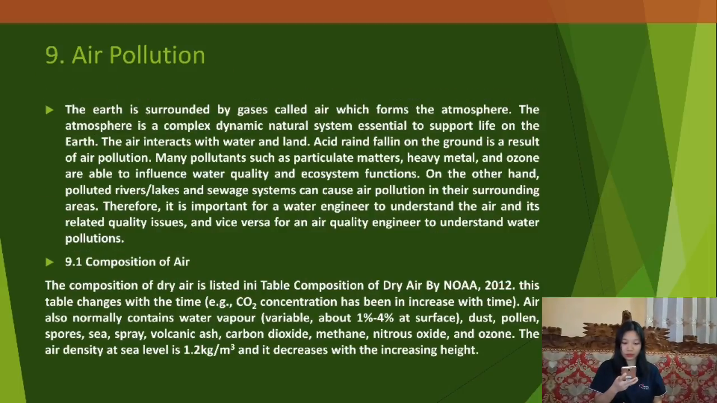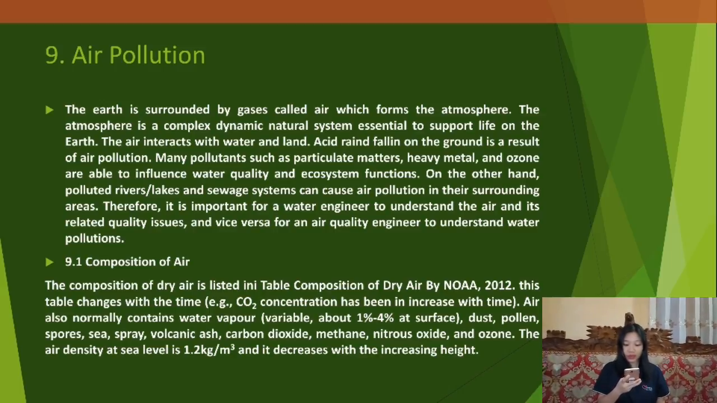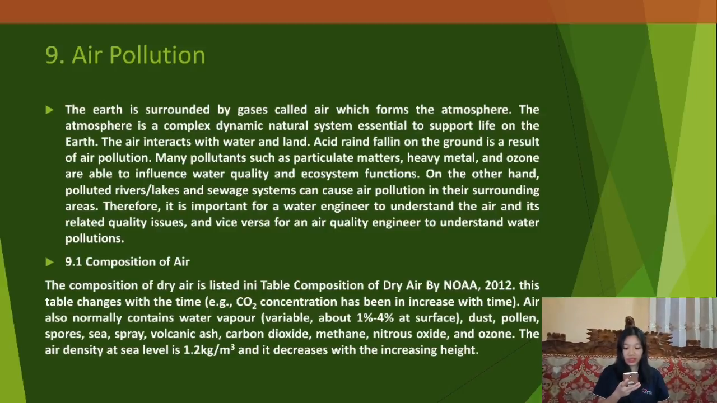9. Air pollution. The Earth is surrounded by gas called air which forms the atmosphere. The atmosphere is a complex, dynamic natural system essential to support life on the Earth. The air interacts with weather and land. Acid rain falling on the ground is a result of air pollution.